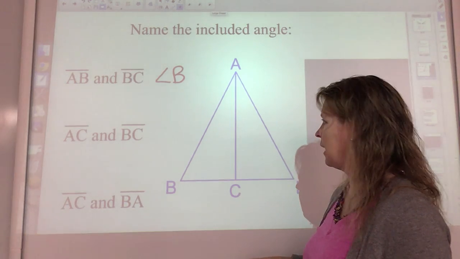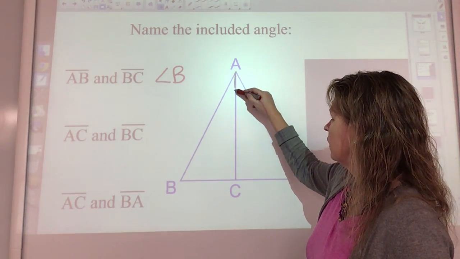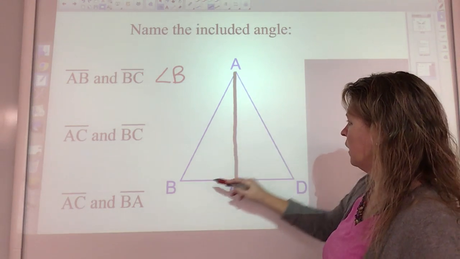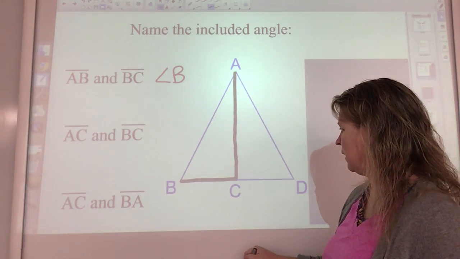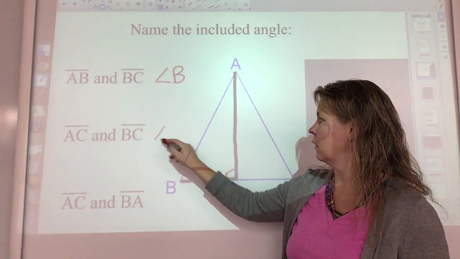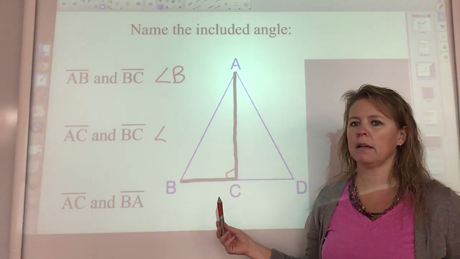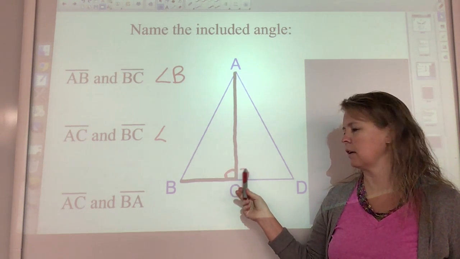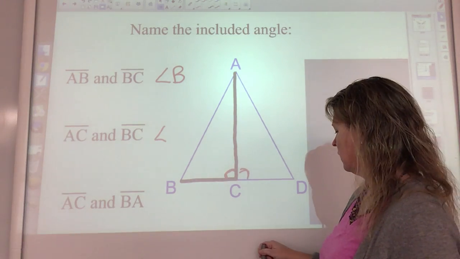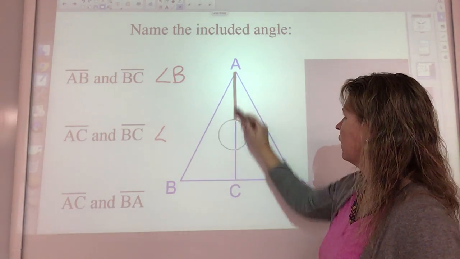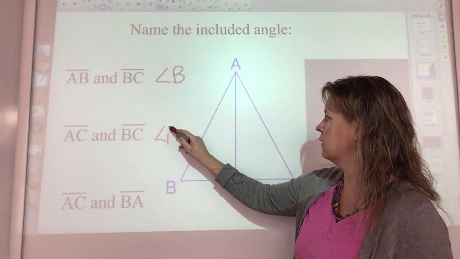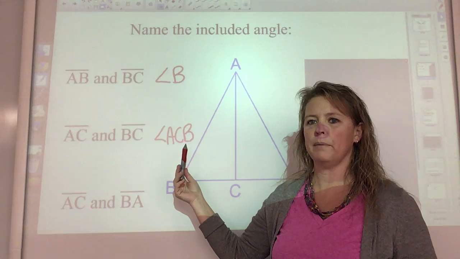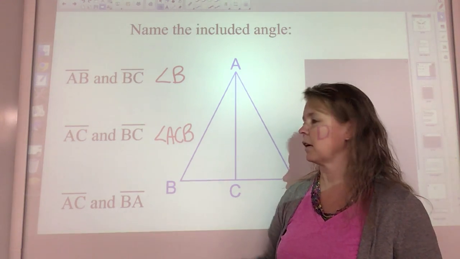Next one, segment AC and segment BC, that makes this angle down here in the corner. But be careful, now we can't call it angle C. I cannot name this angle C because I don't know if you mean this angle C or this angle C on the other side. There's two angle C's. So be more careful when you name it, calling it angle ACB, or of course the reverse order, angle BCA, as long as the vertex is in the middle.